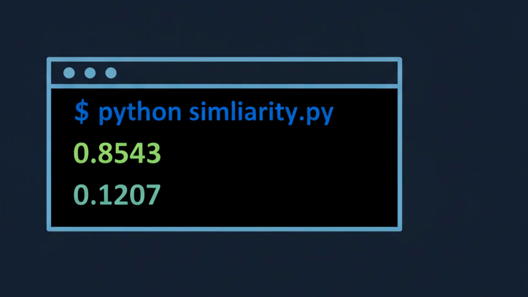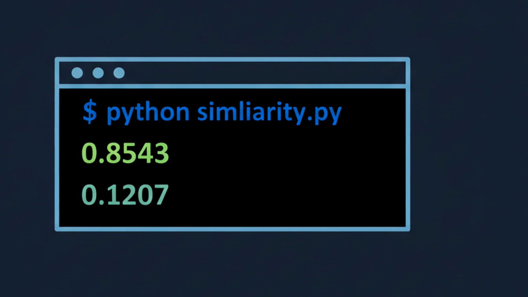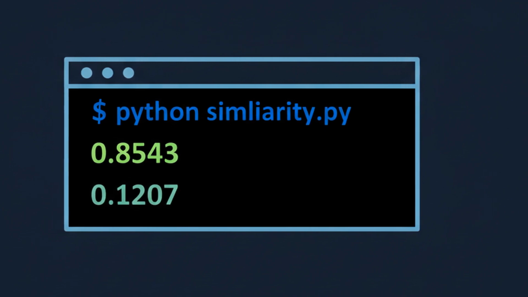And here are the scores. The two cat sentences land around 0.85. Strongly related. The cat versus finance comparison sits down near 0.12. Clearly unrelated.